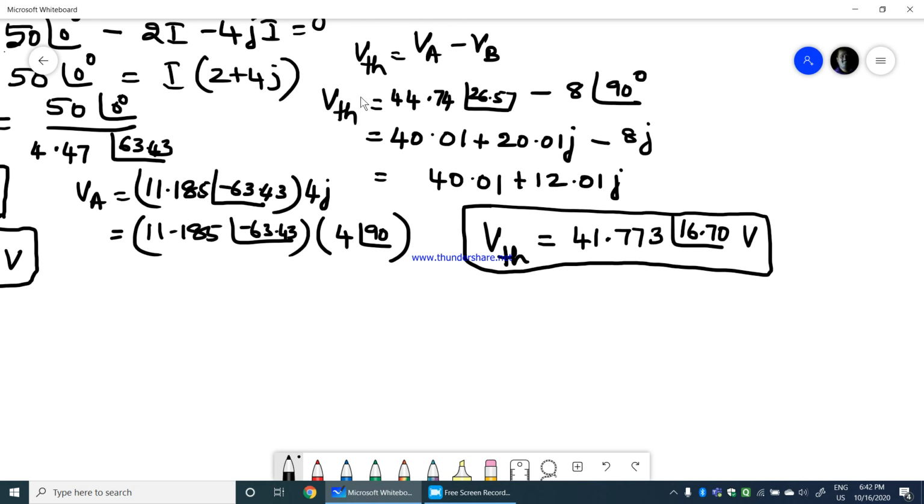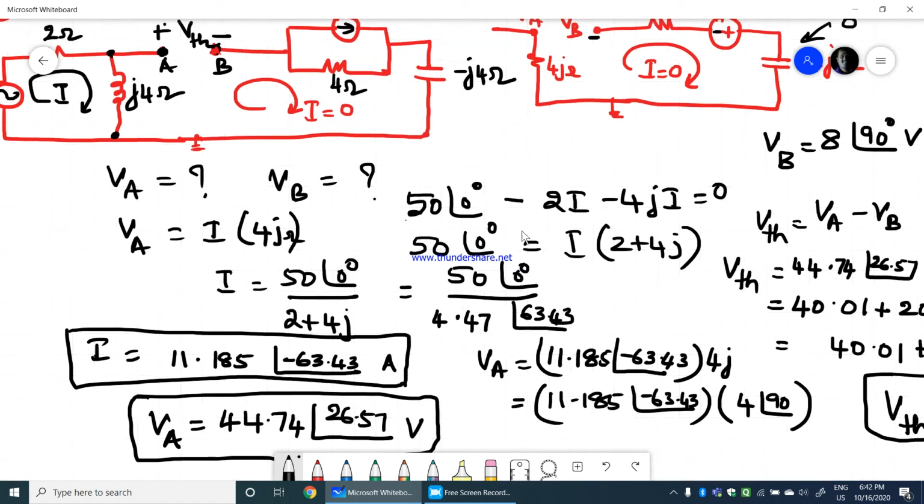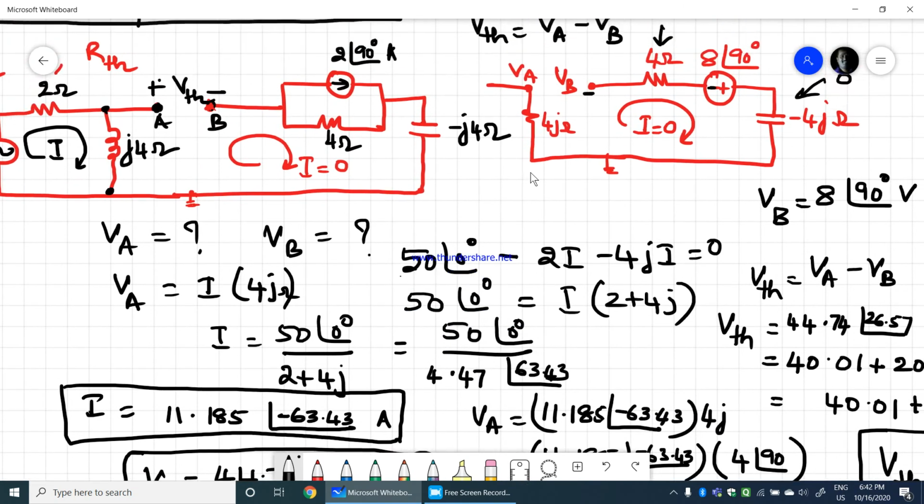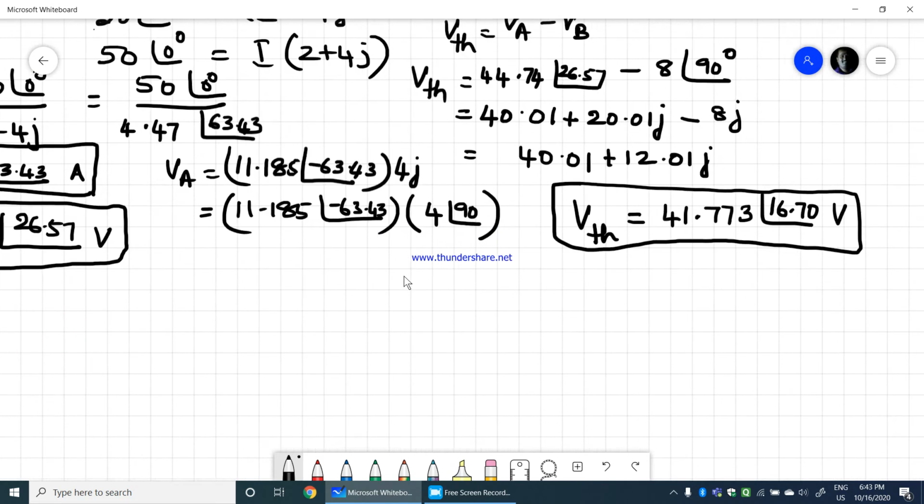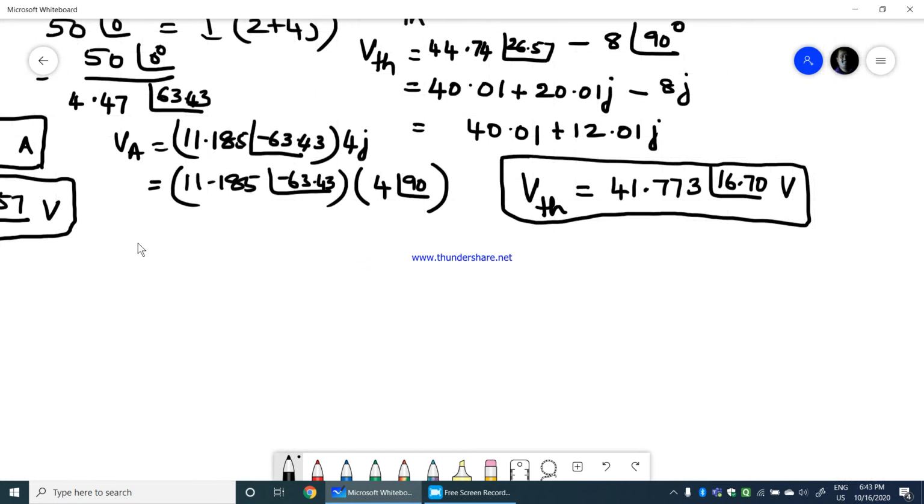Okay, so that is the VTH we have got. Now my job is to find out what is RTH. To find RTH, we need to short the voltage source and open the current source. So I'll be getting this resistance, shorting the voltage source in the given network, and then I have an inductance.